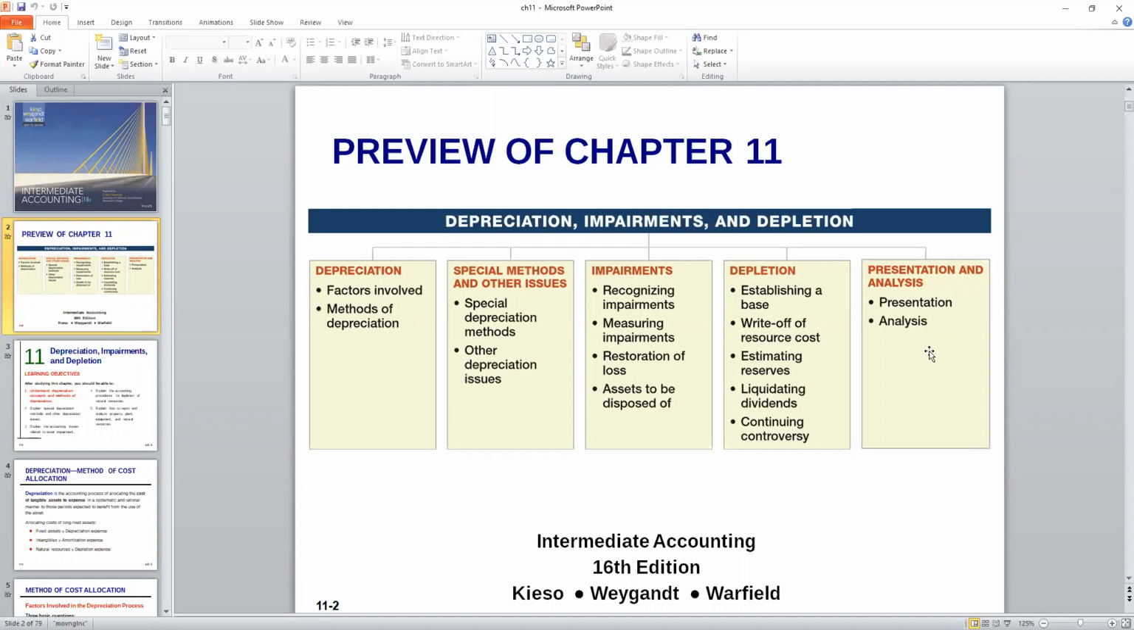So I will also look at presentation analysis of fixed assets. I'm not going to spend a lot of time on depletion. Depletion's a fairly specialized area, and not a lot of industries use depletion unless you're in a mining or forestry industry, but I'll talk about it very briefly. It's very similar to depreciation, but it's applied to natural resources as opposed to property, plant, and equipment.